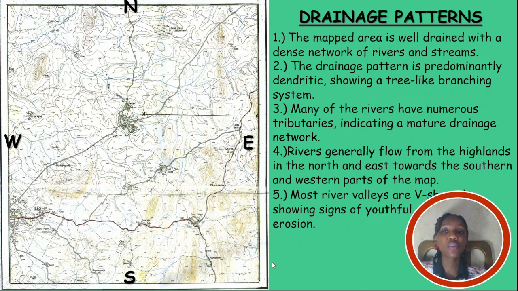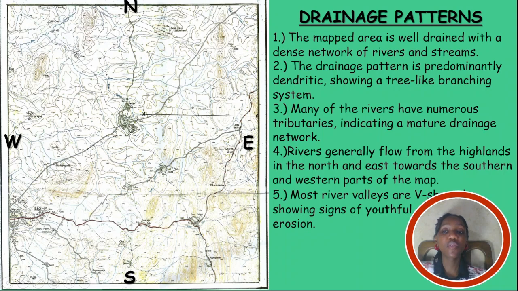Number 2, the drainage pattern is predominantly dendritic, showing a tree-like branching system. So dendritic drainage means that it's like a tree with different branches. So from here you can see how these rivers branch out. They look like a tree giving off different branches. And this happens throughout the course of the whole map, giving out its different branches. That's why it has the dendritic pattern.